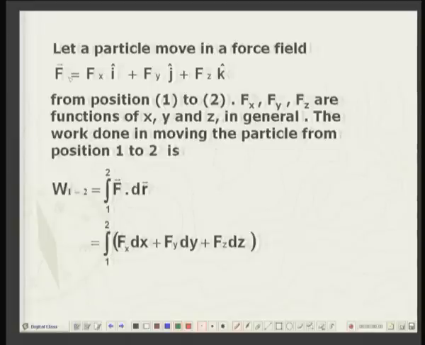Let us say the force field is designated as vector F, which has components Fx in the i direction, Fy in the j direction and Fz in the k direction. So, vector F is equal to Fx i plus Fy j plus Fz k. We have already defined the work done as the dot product of the force and the elementary distance vector dr. So, F dotted with dr is the differential work over a small distance dr, and if I integrate it from 1 to 2, then I get the total work done in moving the particle from position 1 to position 2. Taking the dot product, we have Fx dx plus Fy dy plus Fz dz, and this is integrated from position 1 to position 2.